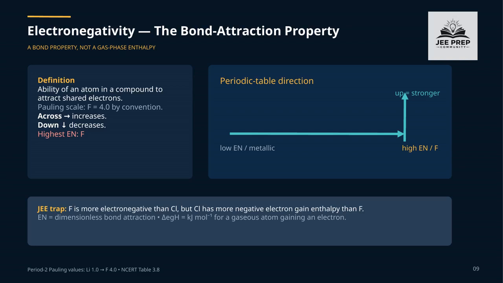Remember the exceptions by orbital logic. Be is greater than B because removing a 2p electron is easier than removing a 2s electron. N is greater than O because nitrogen is half filled and oxygen has paired electron repulsion.